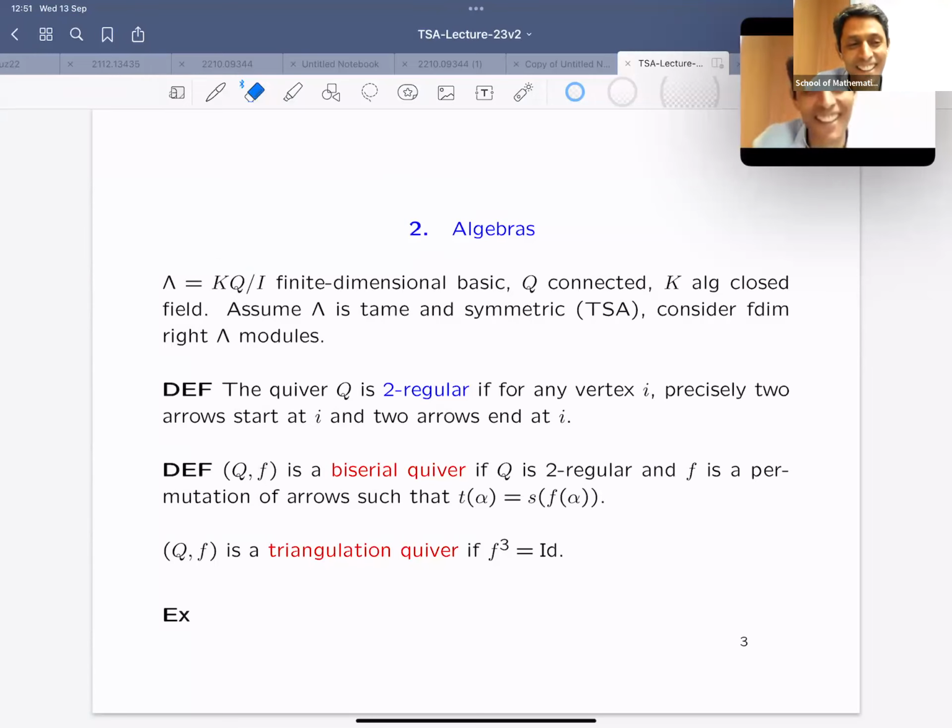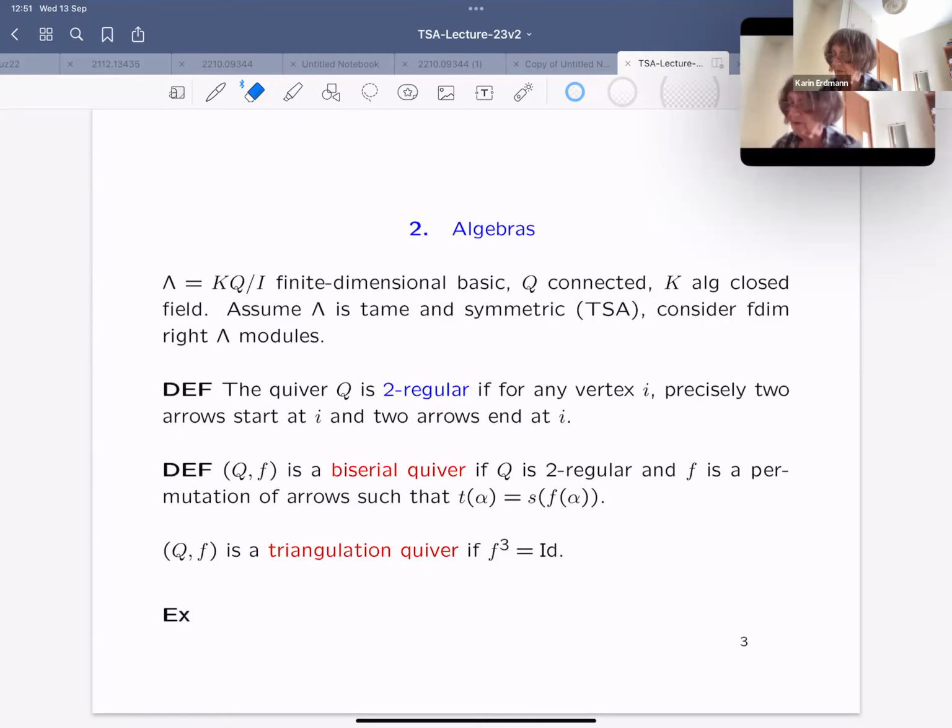Okay, all right. Now I wanted to talk about algebras. Since we are interested in Morita type, we can work with finite dimensional basic algebras over an algebraically closed field. I'm only talking about tame and symmetric algebras and consider finite dimensional modules. The property tame is quite strong, and as we have seen for blocks, most blocks are not tame, but it's still an important thing. And blocks are symmetric.